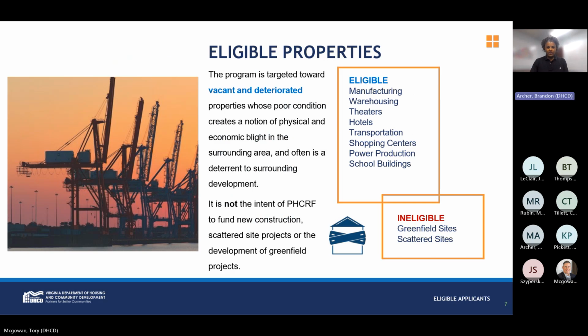In terms of eligible properties, as Tori mentioned, we're intended to support the rehabilitation of vacant and deteriorated structures whose poor condition creates a sense of economic blight in the surrounding area and may also be a deterrent to future development. This means warehouses, manufacturing facilities, schools, shopping centers, hotels, transportation centers, and others are all eligible. Be mindful that Port Host will not fund new construction, scattered site projects, or greenfield development. If you have any questions about a project's eligibility, feel free to reach out to us and we can discuss that over the phone and make sure that you have a project that's eligible for an award.